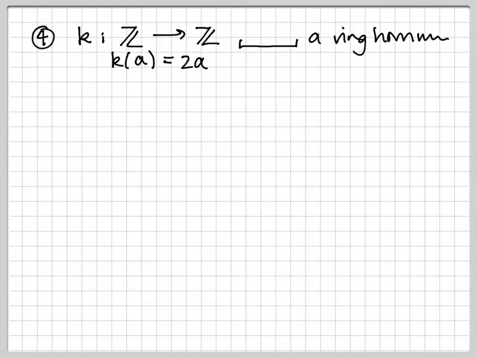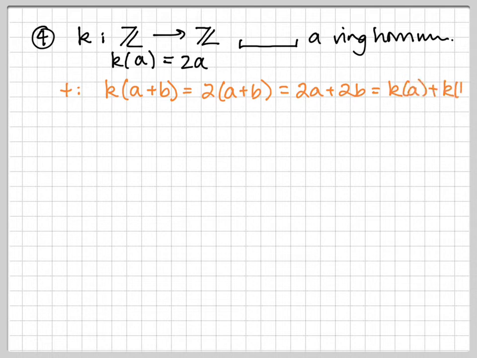All right, but let's check that it preserves addition. Okay, well, if I take a plus b and I plug it into k, I get 2 times a plus b. I've got the distributive property. Cool, I get 2a plus 2b. That gives me k of a plus k of b. And that is good. That means that this preserves addition.